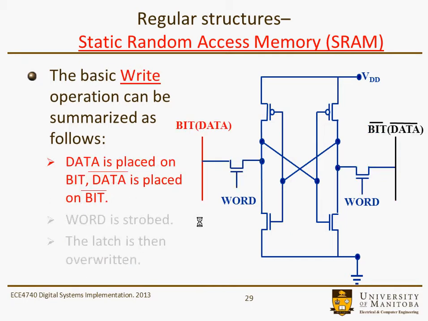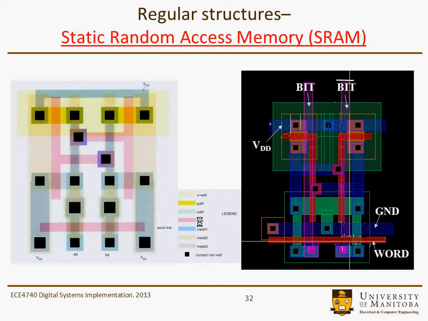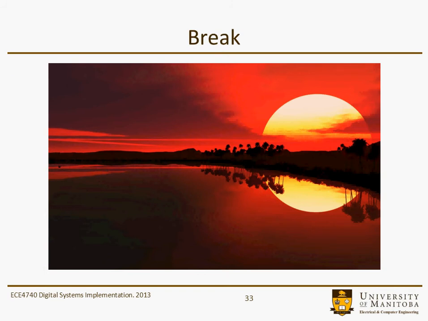On the write operation, we put the data on the bit line, and we put data bar on the bit bar line, and then we just tend to overdrive that cross-couple latch, overpower it when word is strobed. So the latch is then overwritten. Here's an example of some old versions of some layout of 6 transistor SRAMs, and at this point in time we'll take another break.